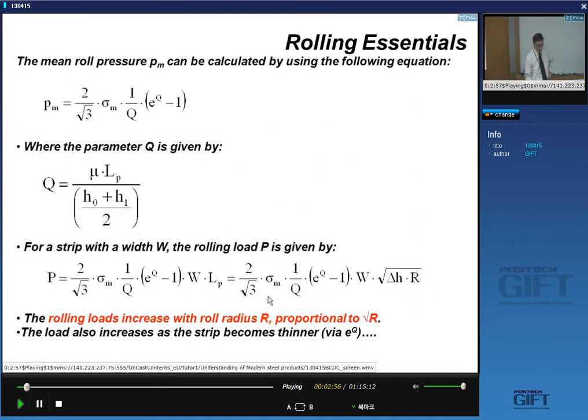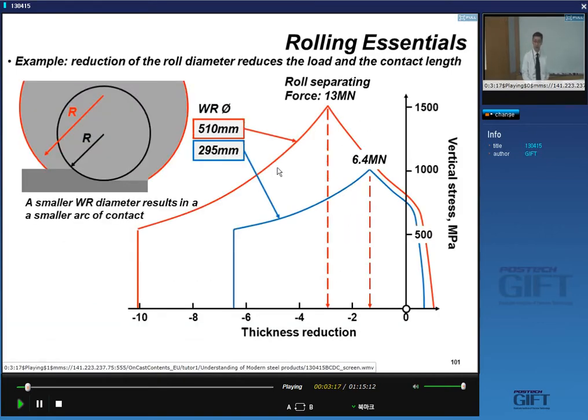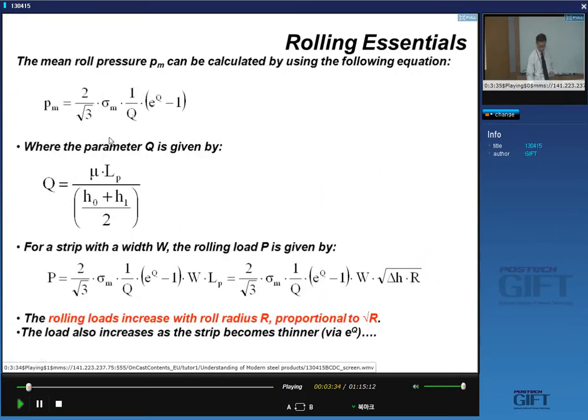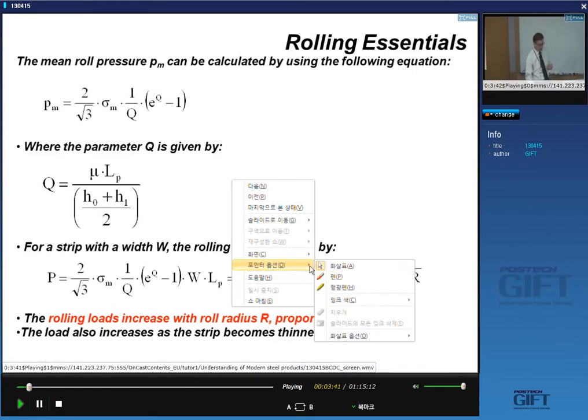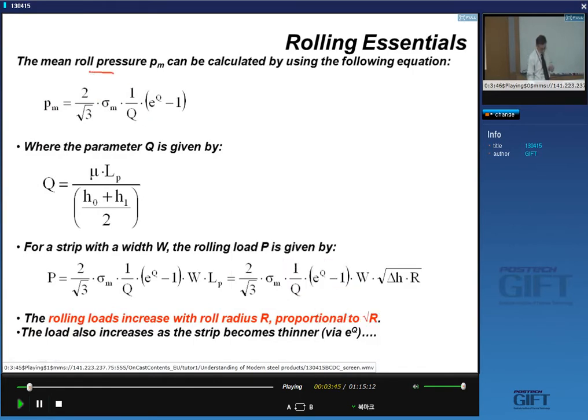Good. So, can we get some numbers here? Yes, we can. There are some formulas out there that allow you to do quick calculations of what the mean roll pressure will be. The pressure along this contact length is not constant, it changes, and you go through this maximum here, the friction hill maximum. But you can get a mean value of this pressure, and that's given by this formula here.